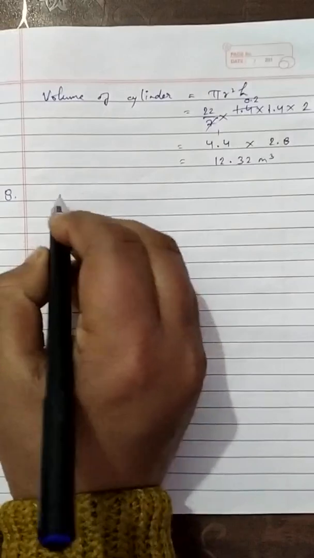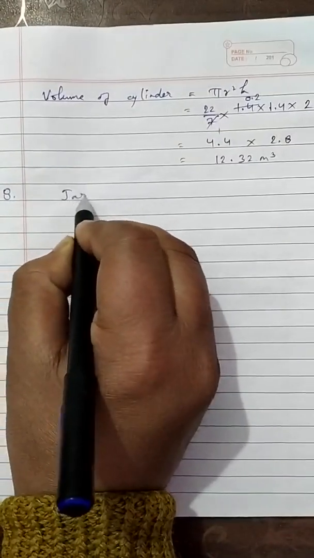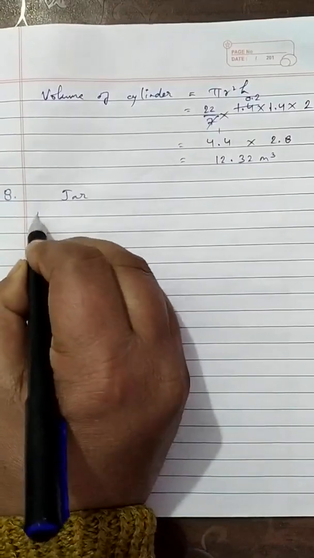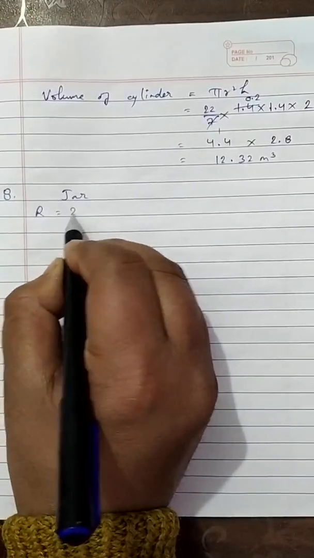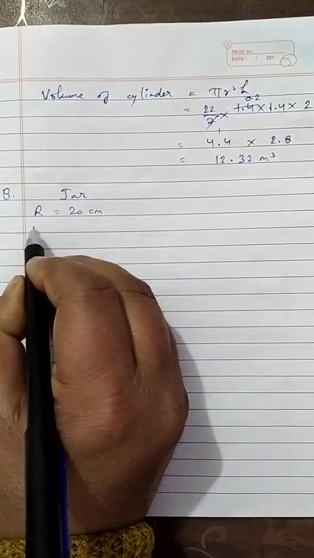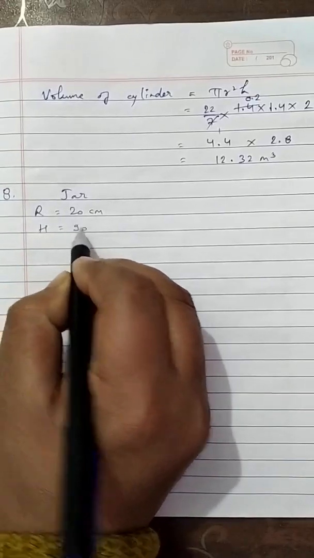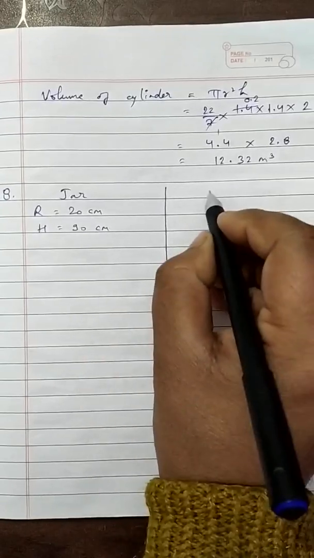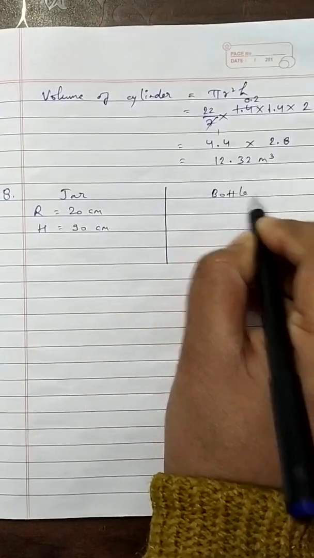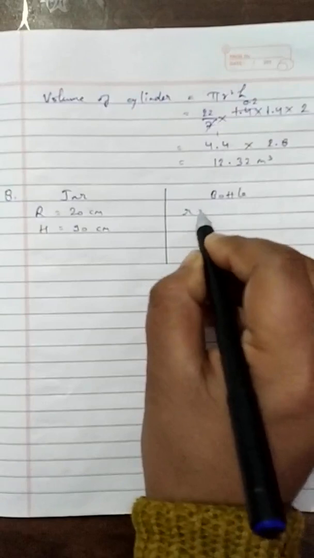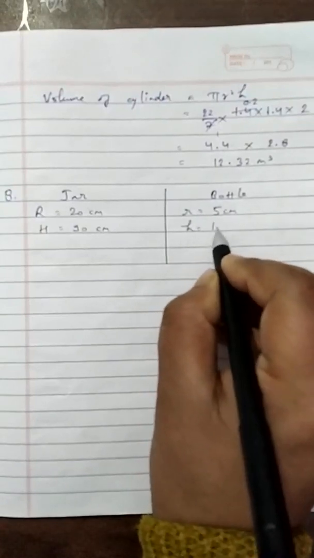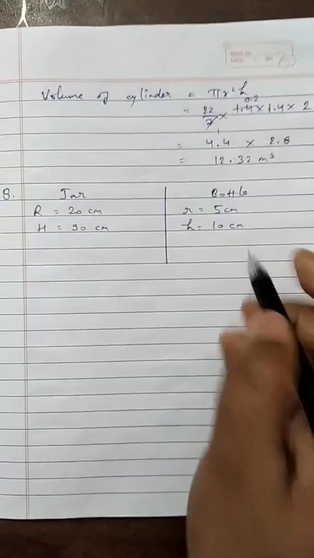Next question is number 8. In this question, we have been given two cylindrical figures. First is the jar whose radius is given 20 centimeters and its height is given 90 centimeter. And the other is the bottle. Bottle is a smaller one. Its radius is given 5 centimeter and its height is given 10 centimeter.